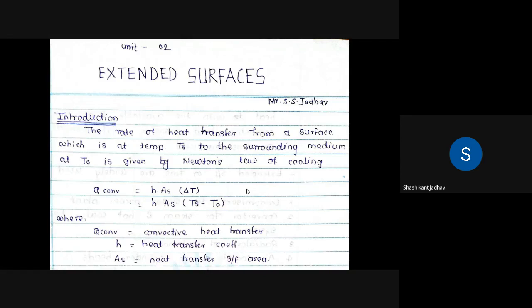So this is the equation for convection, that is Newton's law of cooling. Write down the formula: Q convection is equal to H into surface area into temperature difference. Okay, so Q convection is equal to H into As into delta T. That delta T is nothing but body temperature minus surrounding temperature. Q convection is convective heat transfer, H is the heat transfer coefficient, and As is the surface area for the heat transfer.